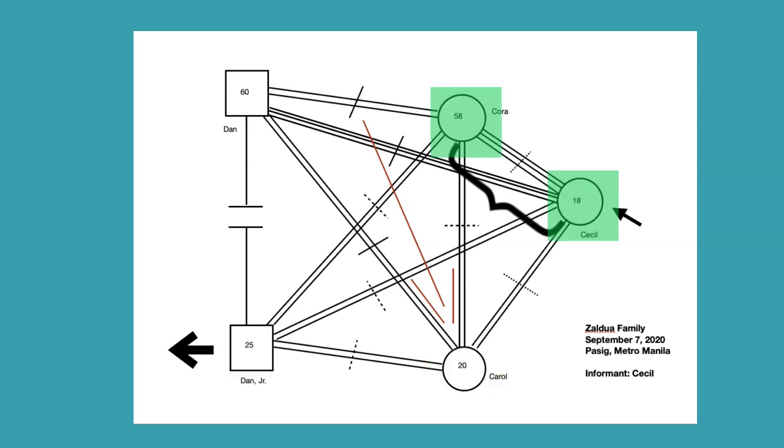Cora and Cecil have a coalition against Carol. Carol is being triangulated between Dan and Cora. And when a problem arises within the family, it is Dan Jr. who escapes from it. That's it for the family map.